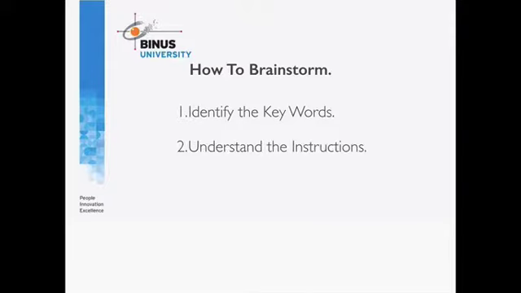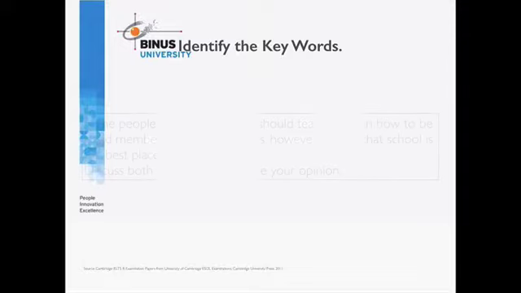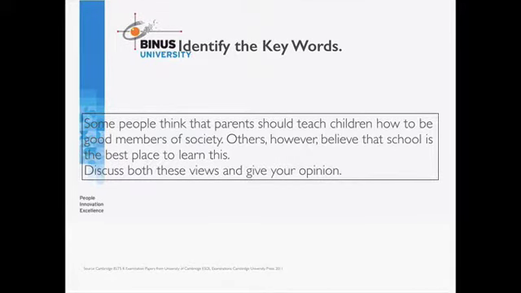Basically, there are 3 steps in terms of brainstorming on that question. Number 1 is to identify the key words. Number 2 is to understand the instructions. And number 3 is to organize your ideas. So let's look at these 3 steps in order. Now, the easiest way to do this really is to look at some example questions. So we're going to identify the key words now, and here is an example question.